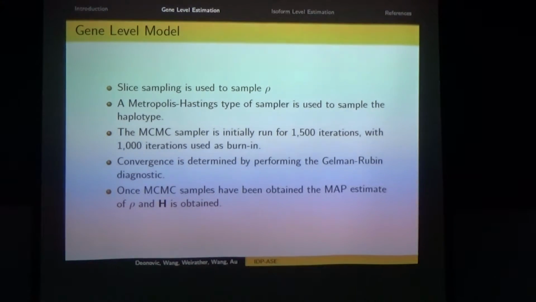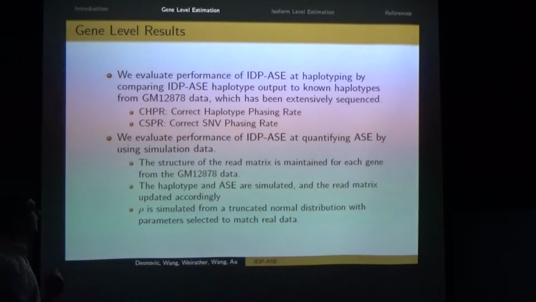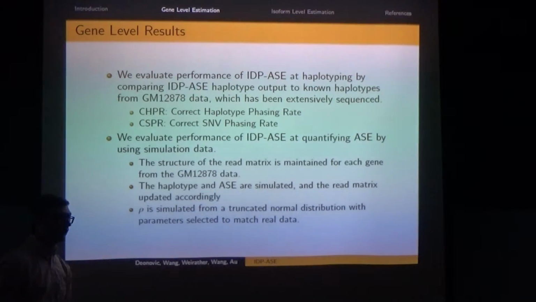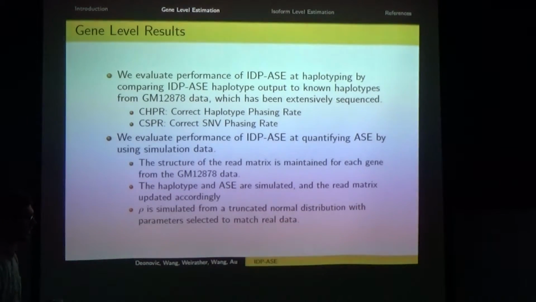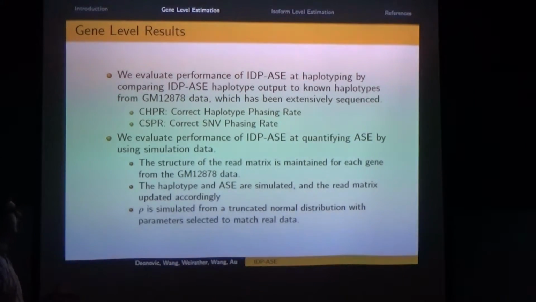And now that after running the MCMC, we have estimates of what H and rho are. And so we want to evaluate how well our model is able to estimate these 2 parameters, H and rho. To evaluate the performance of estimating the haplotype, we look at GM12878 data, which is kind of a gold standard, which has been extensively sequenced, and the haplotypes are known. We use 2 metrics to look at the performance of our model, CHPR and CSPR.